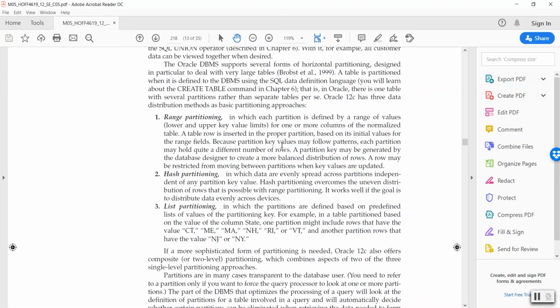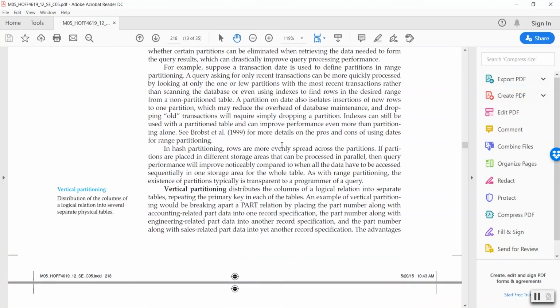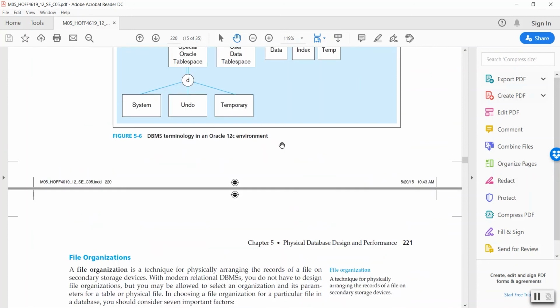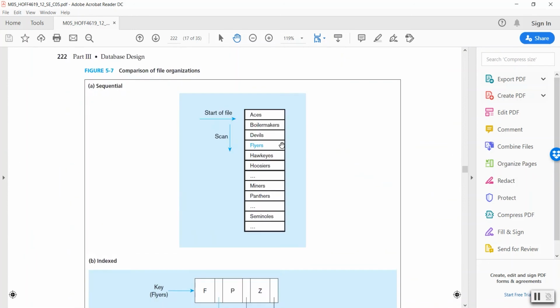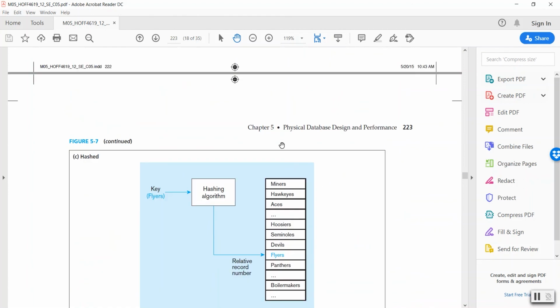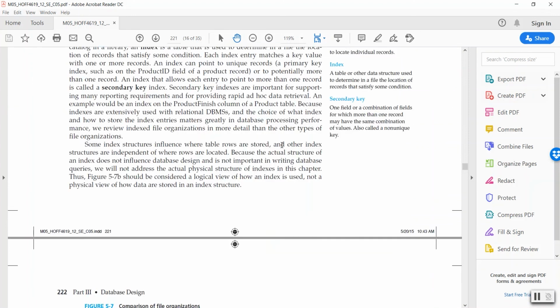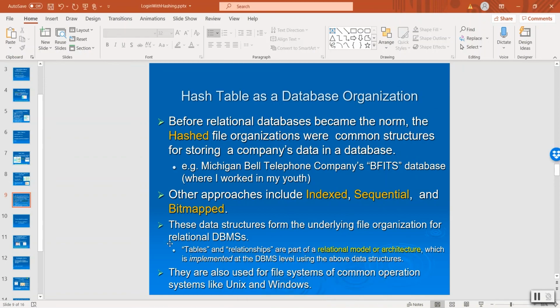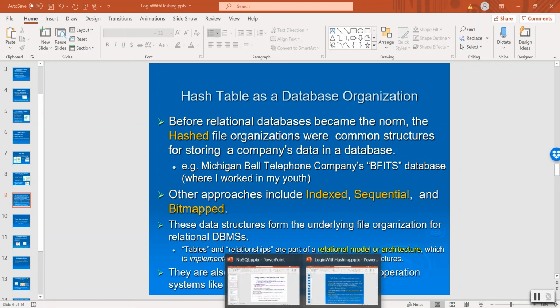I'm sure you probably never read this, but I'll just take you to the textbook and show you. This is chapter 5, and they talk about this hash file organization, this notion of the hash algorithm for the file structure. At any rate, I'm not sure why I did that, but just to point it out to you. Oh, indexed and sequential and bitmap. Well, let me go back to indexed and sequential here. They show you indexed and sequential as well.